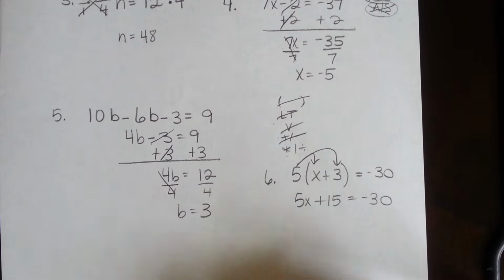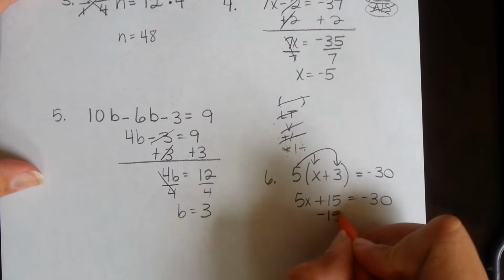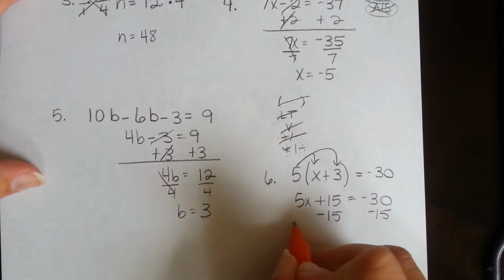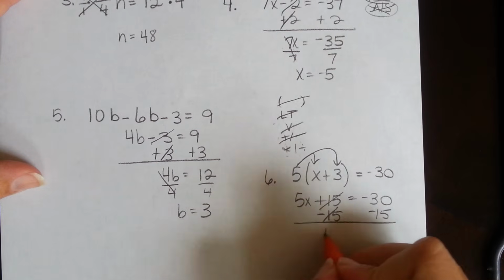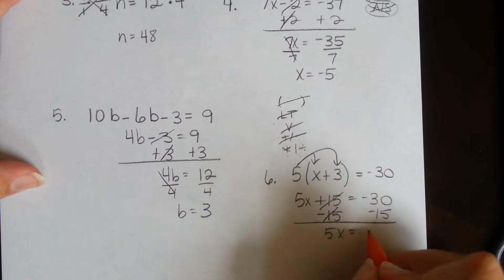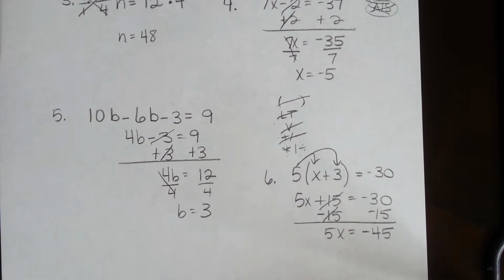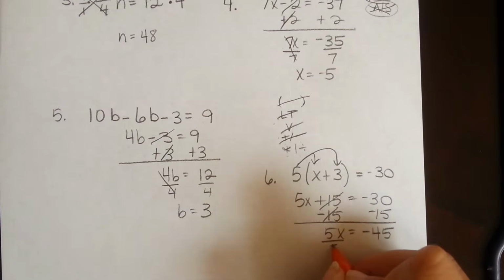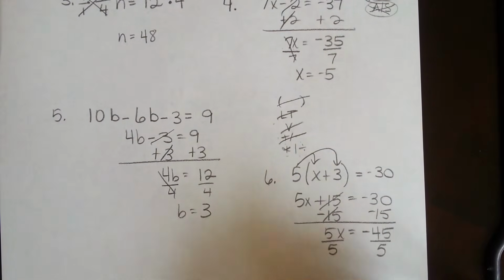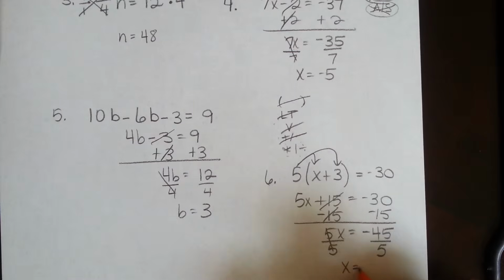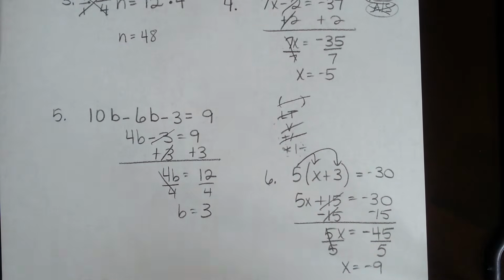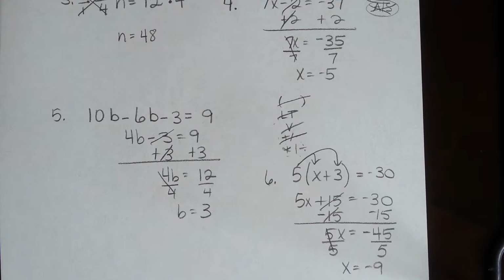We have plus 15, so we're going to subtract 15 on both sides of the equal sign. So we have 5x equals negative 45. Remember, signs are the same, so we add the numbers, keep the sign. Then we're going to get rid of multiply by 5 by dividing by 5. So we have x equals negative 9.